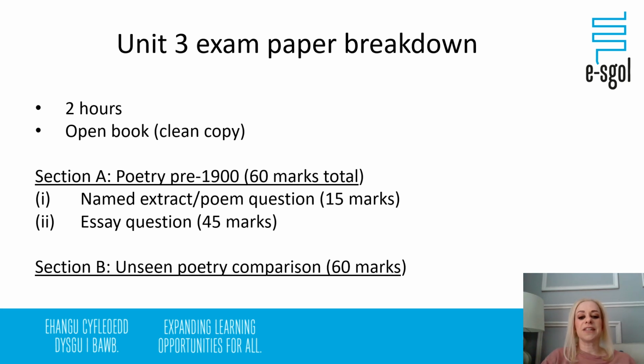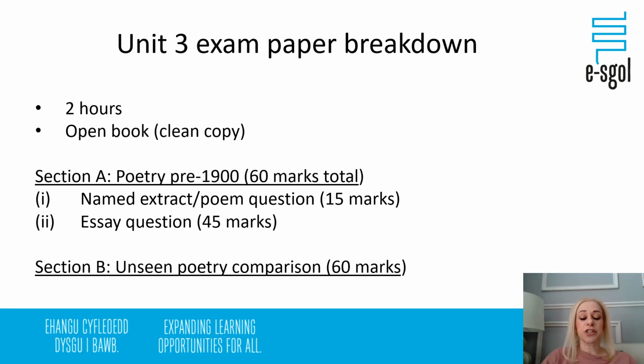The first is on a named poem. So the question will give you a specific poem or extract from your extended narrative poem. And that is going to be worth 15 marks. And that's what we're going to concentrate on today. But also in section A, you will have an extended essay question with 45 marks on your studied poet.